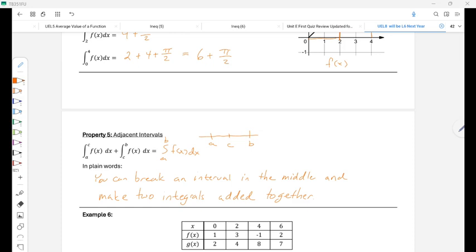Okay, yeah. And that's really what it's saying. You know, just break that interval in the middle, and then you get two integrals added together because you're just figuring out, well, what's this area? What's this area? How much do I have altogether? Cool.